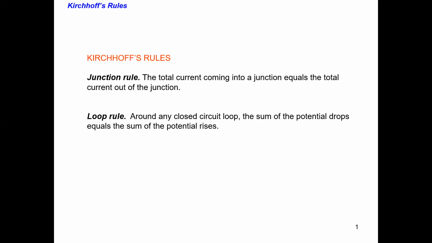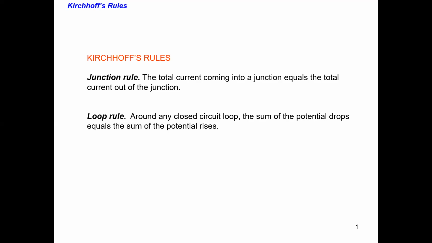Okay. So Kirchhoff's rules, there's two of them. The first one is the junction rule. It says that the total current that goes into a junction equals the total current coming out of a junction. And that makes sense, and it's something that we've seen before in lab.